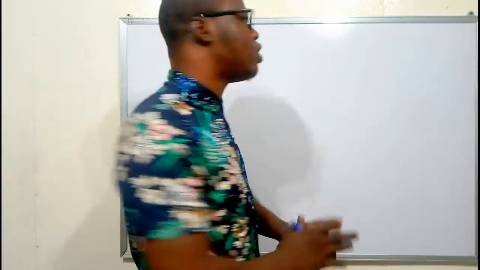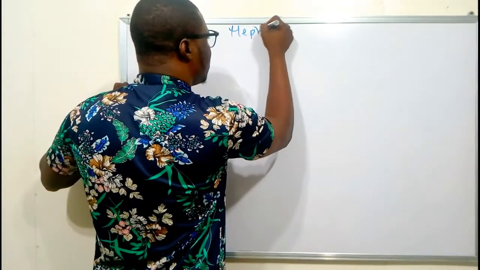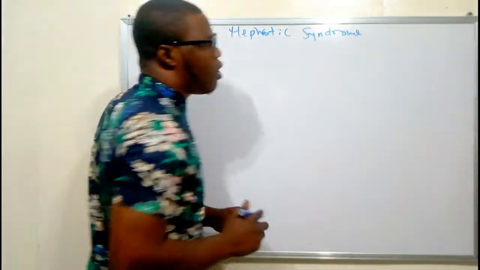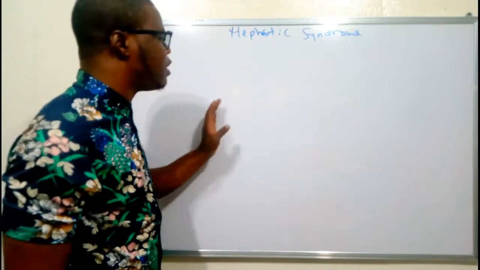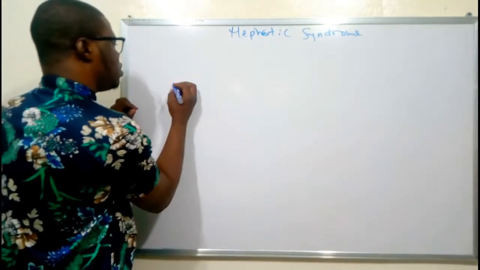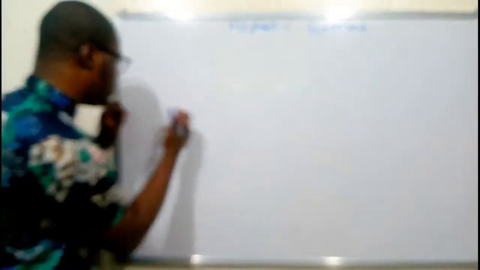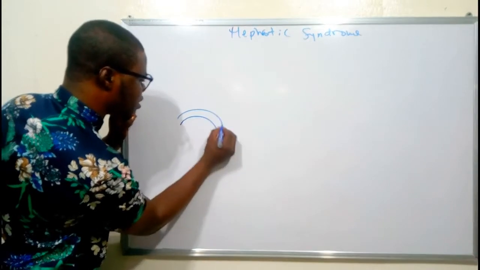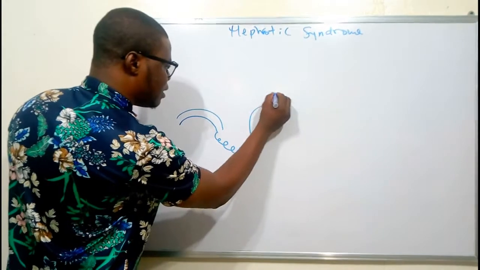Welcome back. So, we're talking about nephrotic syndrome. We said that in nephrotic syndrome, the nephron is affected. So let me just bring in a diagram of the nephron. So we have the afferent arteriole, the capillary bed, which is the glomerulus, and the efferent arteriole.